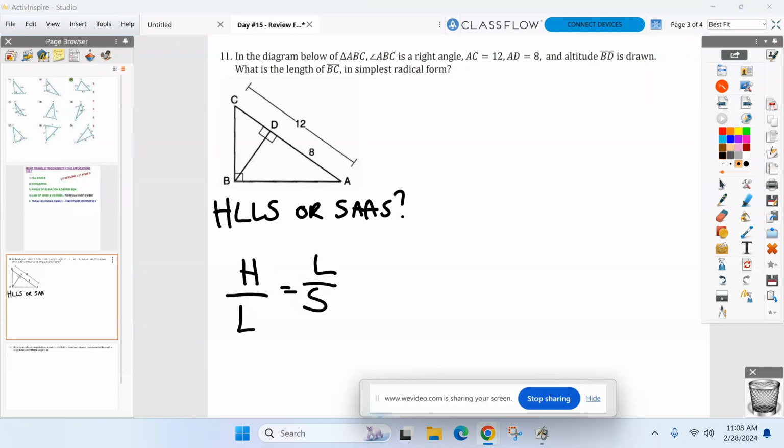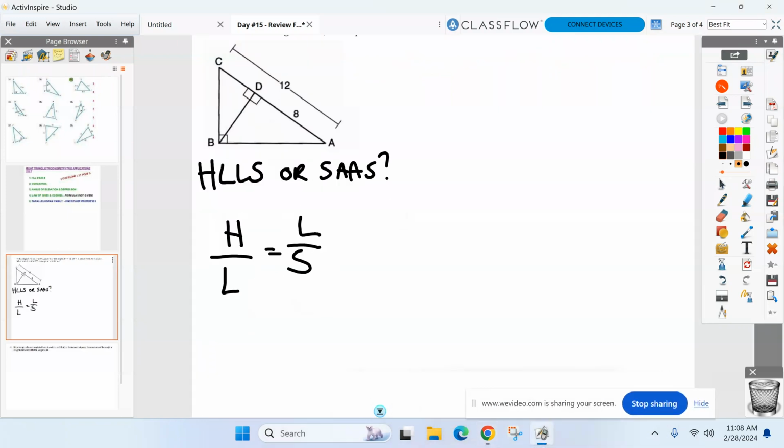All right, so can you quickly review with me? H in Hills stands for hypotenuse, and that is the hypotenuse of the large right triangle, which would be 12. L for leg, and there are two of them in the diagram. I've got BA and I've got CB, but we're looking for CB, so that's the one I want to use.